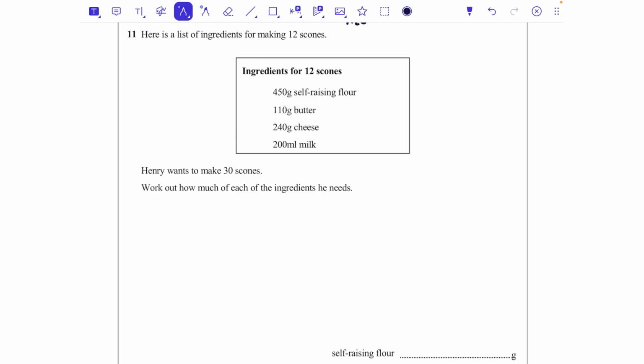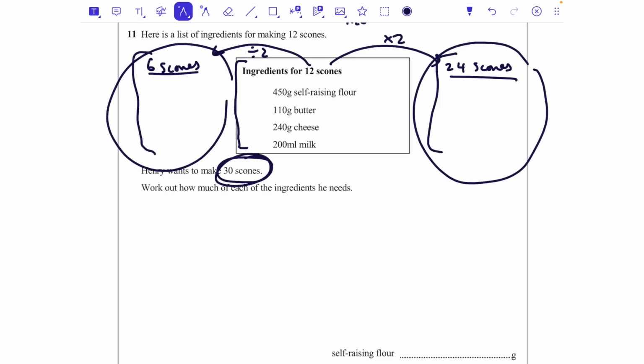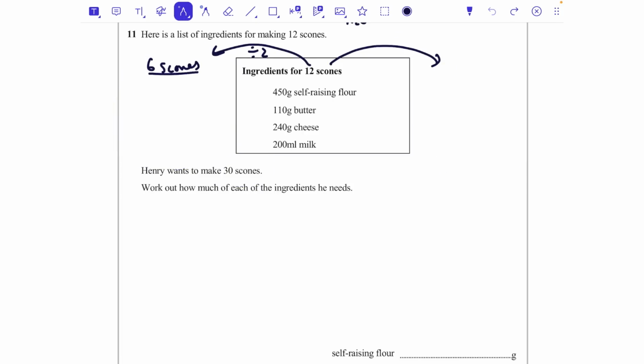So I'm always going to recommend, if you find these questions difficult, write out 6 scones, or half the recipe, on the left, and double the recipe on the right. So 24 scones over here. Normally when they ask you for something, it's going to be some combination of half the recipe itself and double. In this case, they've asked for 30, so I could just use the recipe for 24 and the recipe for 6, and add them together. That would always be a really good thing to do if you are stuck. Half the recipe, double the recipe, and use that to help you.